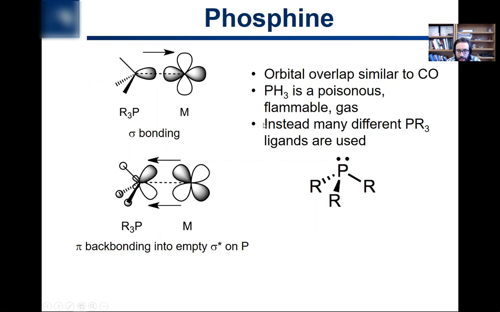Phosphine itself, PH3, is really a flammable gas. It's poisonous. I think it's reported to smell like cut grass, like a freshly mowed lawn. So it's kind of interesting. I don't think it's related in any way, the lawn isn't giving off phosphine, but anyway. And so people don't really use phosphine itself. They use substituted phosphines, but colloquially we call any substituted phosphine with different R groups, PR3, we call them phosphines still.